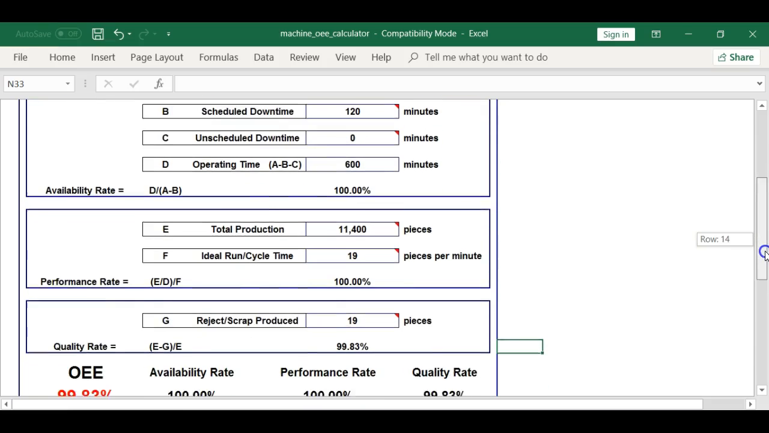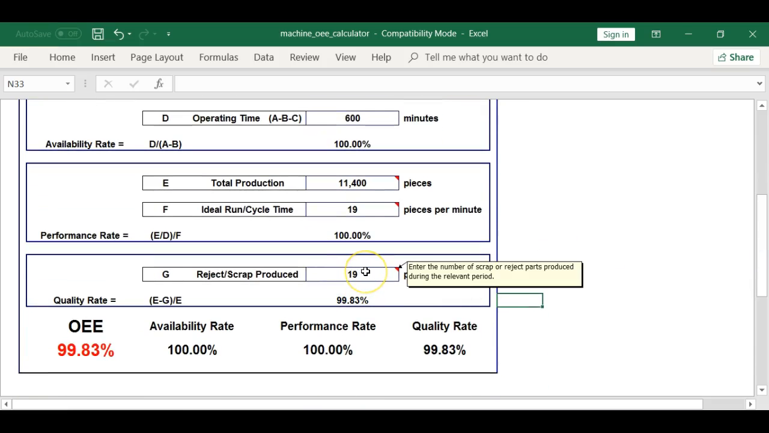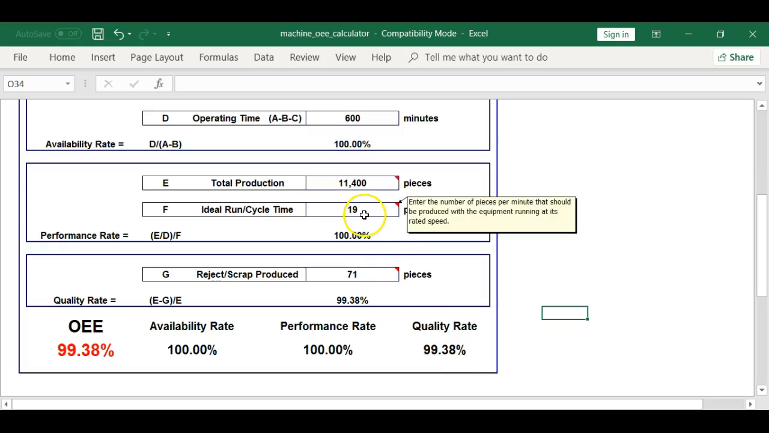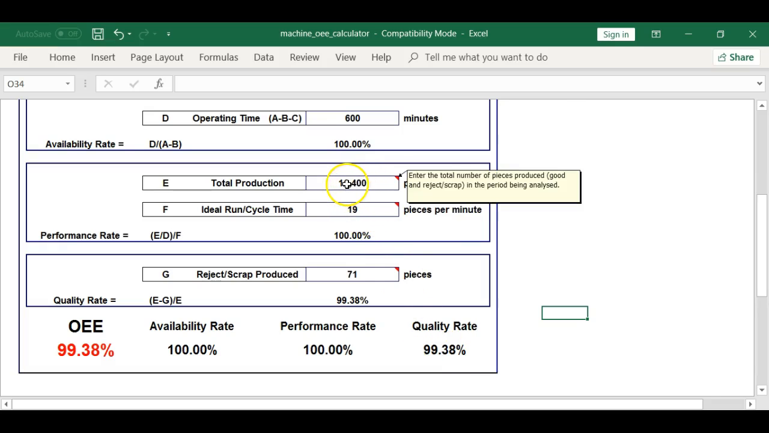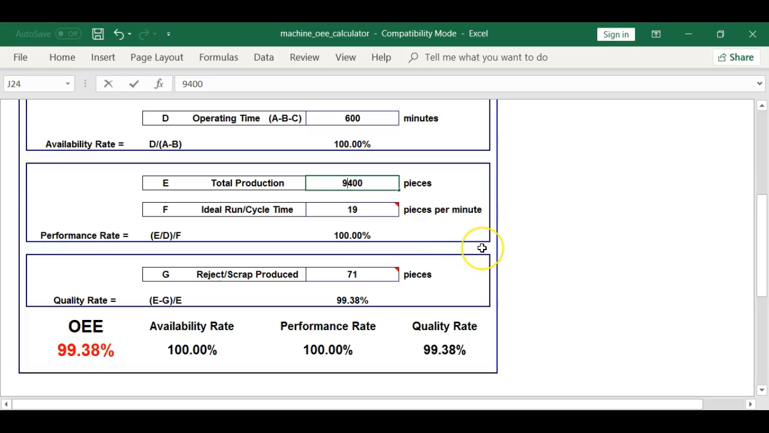Let's say, for instance, out of 11,400 pieces, we had maybe 71 bags. All right, we're still running at 99%. So let's say our total production was 9,400. I'm just showing you all that this actually is going to calculate exactly what you all are doing. Our performance rate now goes to 82.4%.